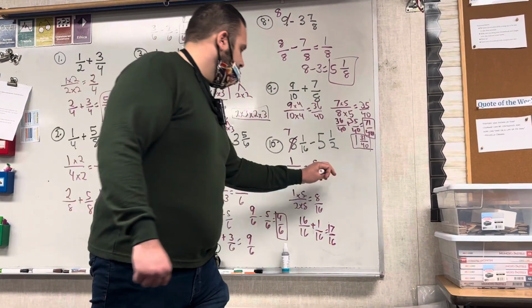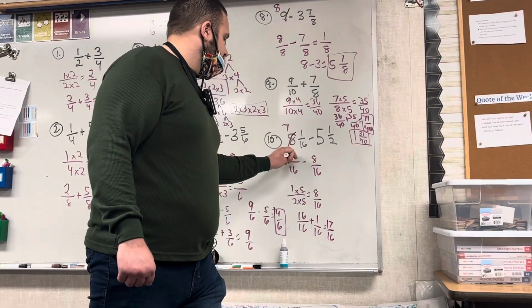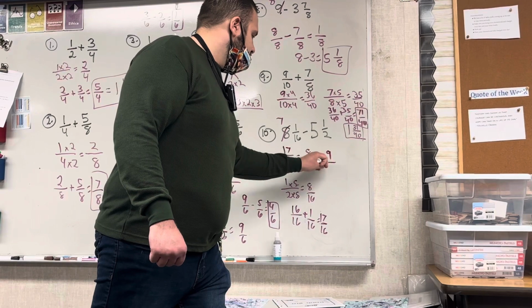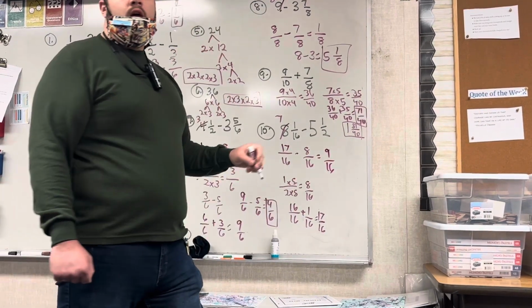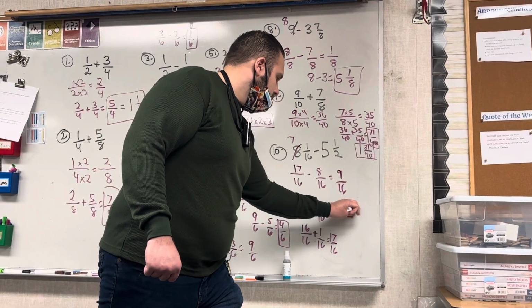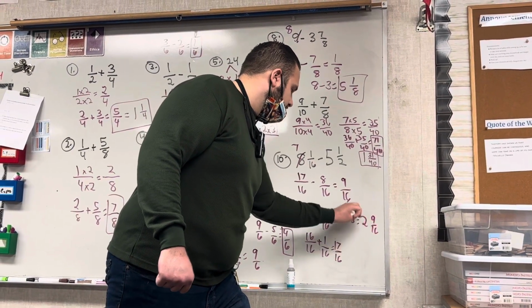Now I can subtract. Instead of 1 over 16, it's 17 over 16. 17 minus 8 is 9 over 16. I subtract my whole number. 7 minus 5 is 2. 2 and 9 over 16 is my final answer.